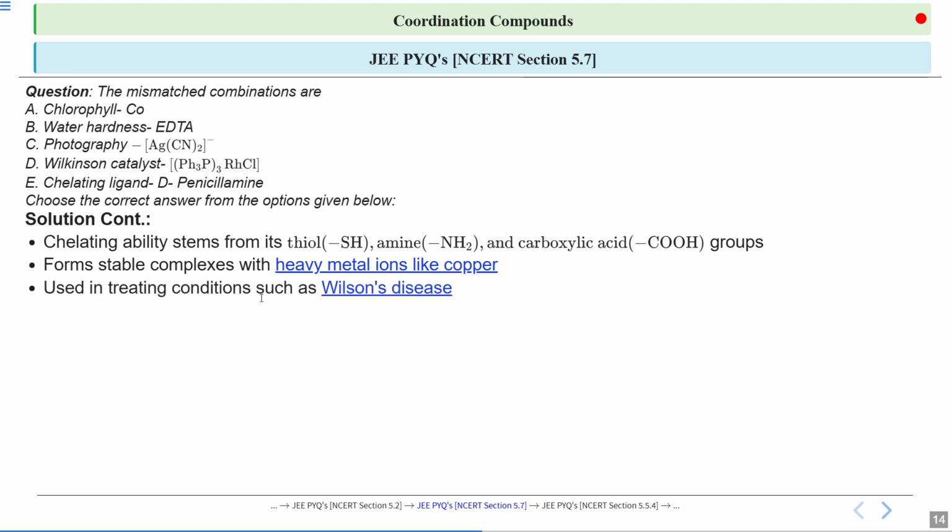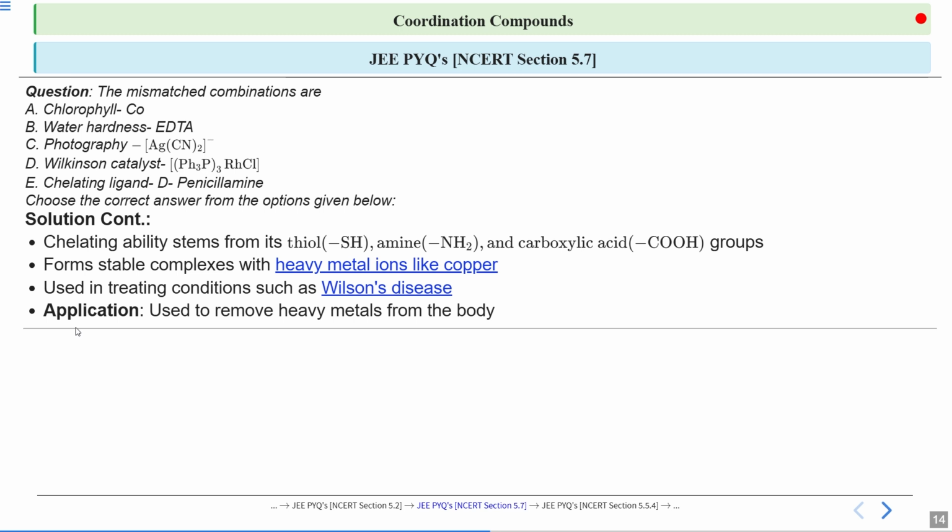It is used in treating conditions such as Wilson's disease, and its application is to remove heavy metals from the body. So this is the extra information we have provided for the D-penicillamine ligand. This is also a correct match. E is also a correct match. So only the incorrect matches or mismatched combinations are A and C, the chlorophyll cobalt and photography and this Ag(CN)2 negative, right? So A and C only is our correct answer.